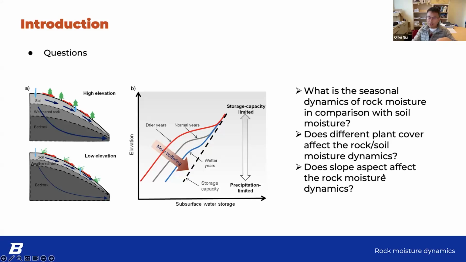And also, does slope aspect affect rock moisture dynamics? I'm not sure if you know slope aspect or not. In Dry Creek, there are several valleys, and you can see distinct plant features on different aspects. One is north facing, one is south facing, and on the north facing slope you have a lot of conifer trees. On the other side, you just don't have trees at all, just shrubs.